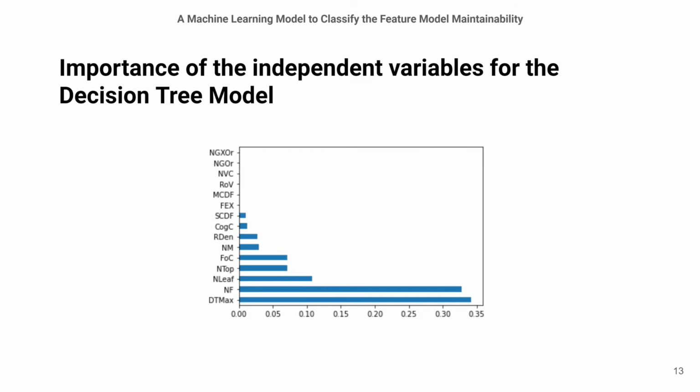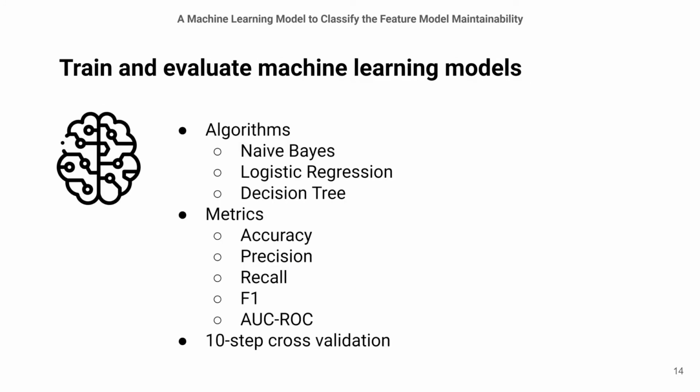We used the 3 sets of measures in different machine learning models, and the set of measures that generated the best results was obtained by analyzing the importance of independent variables for the decision tree algorithm. So we chose the set of 9 measures. The next step was to train and evaluate the machine learning models.